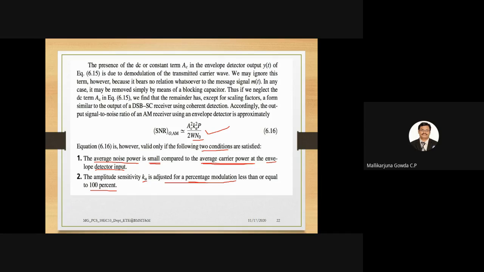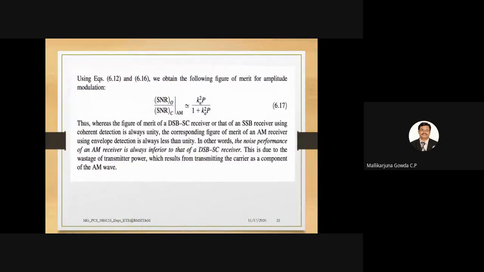A squared, K squared A, P by 2WNR. So now what will be the figure of merit? The ratio of output SNR to the channel signal to noise ratio. So if you substitute those two equations, then I can find the figure of merit. So that is what is done here. Output SNR to channel signal to noise ratio will give the figure of merit.